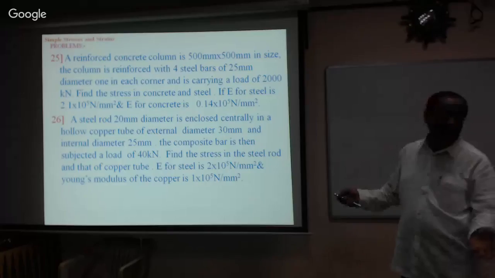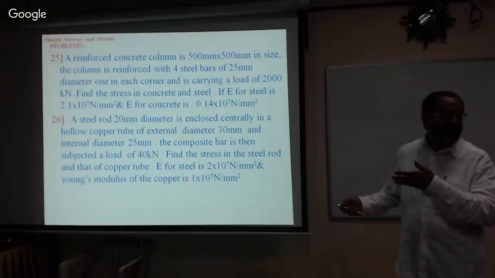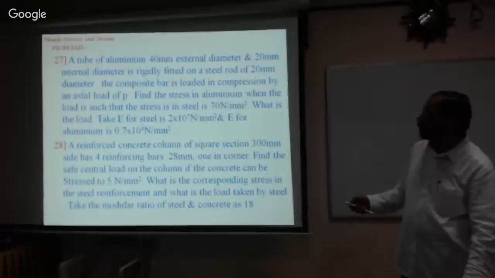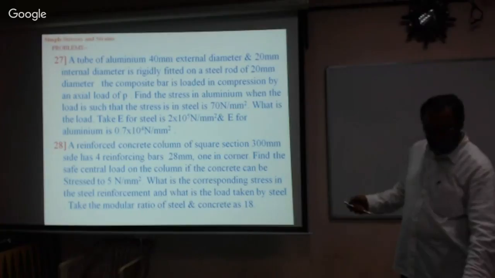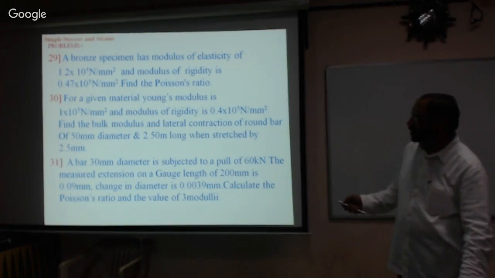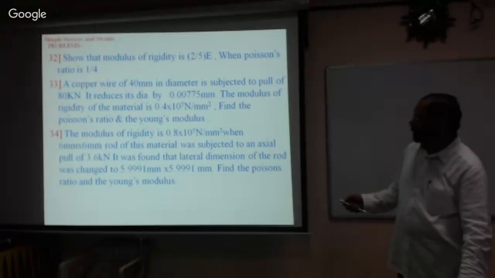Whatever I highlighted is related to all those areas. We have problems here; you can go through them. When you find time before going to the examination, solve all these problems. Isn't it? These are the problems available.